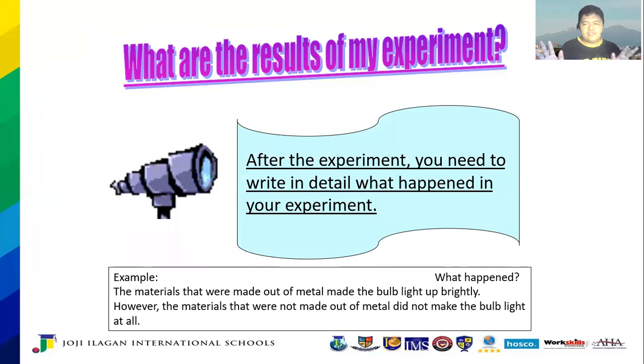So what are the results of your experiment? After that experiment, you need to write in detail what happened in your experiment. Say, for example, the materials that were made out of metal made the bulb light up brightly. However, the materials that were not made out of metal did not make the bulb light at all. Sounds familiar? So again, the results of your experiment have to be put into detail.